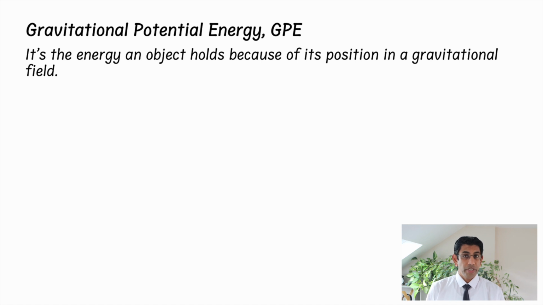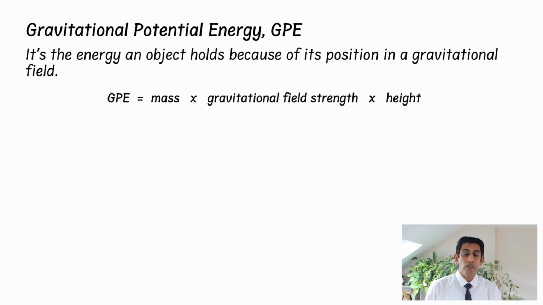So let's start. The gravitational potential energy is the energy stored in an object due to its position in the gravitational field. The gravitational potential energy can be calculated by multiplying the mass of the object times the gravitational field strength times the height of the object above the ground level. The unit for the gravitational potential energy is joules. The mass must be in kilograms, gravitational field strength in newtons per kilogram, and the height in meters.